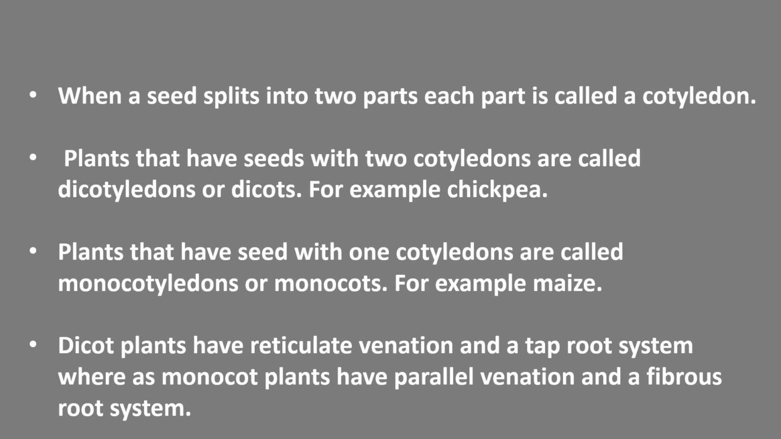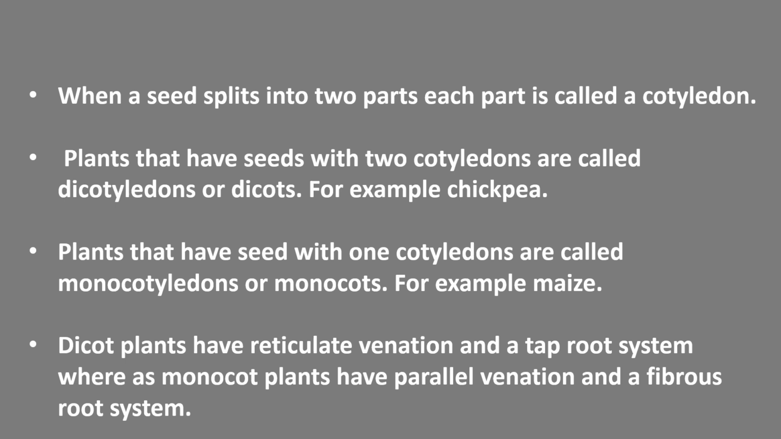When a seed splits into two parts, each part is called a cotyledon. Plants that have seeds with two cotyledons are called dicotyledon or dicots. For example, chickpea. Plants that have seeds with one cotyledon are called monocotyledon or monocots. For example, maize.